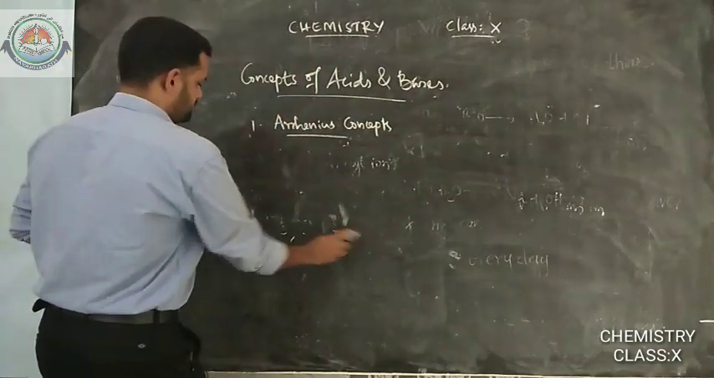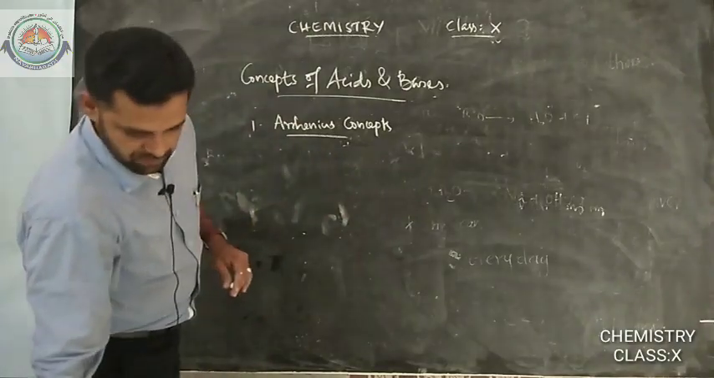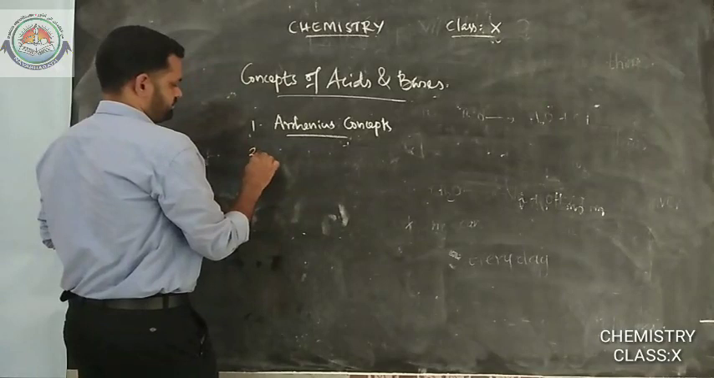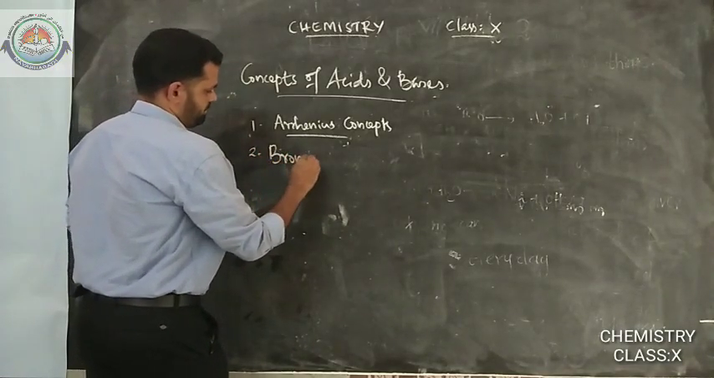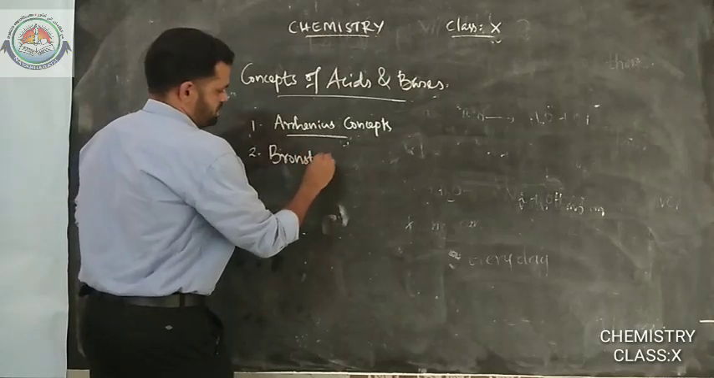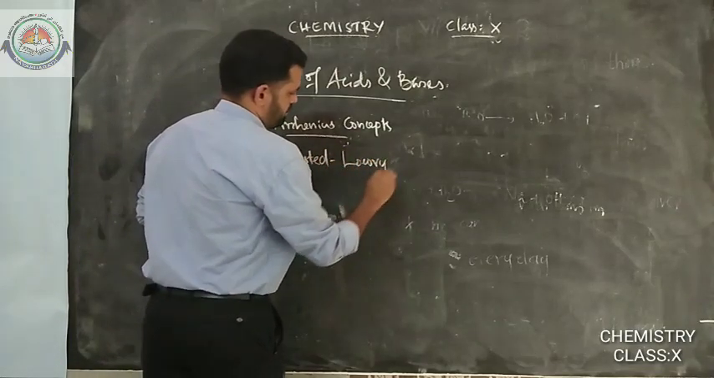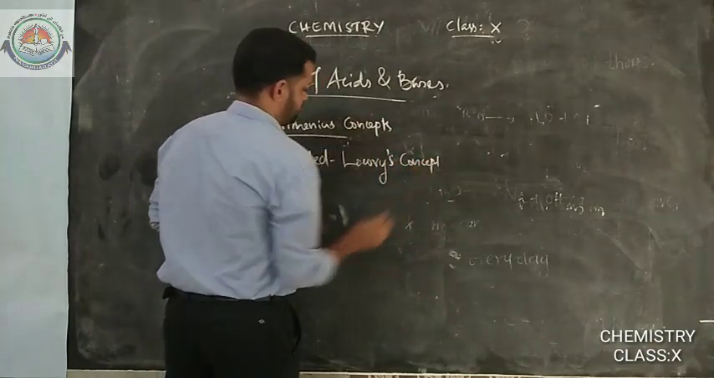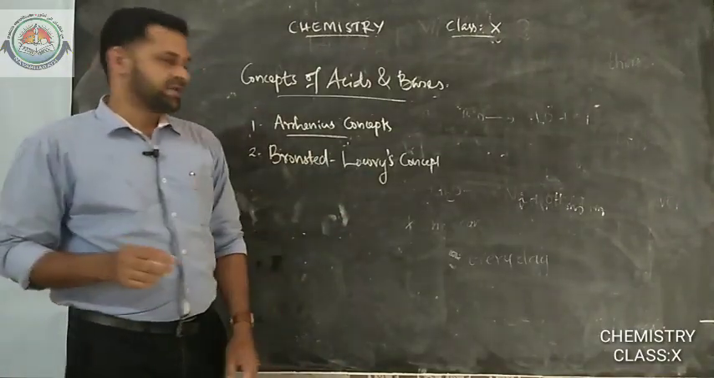Now the second concept is Bronsted-Lowry's concept. Bronsted-Lowry's concept of acids and bases.